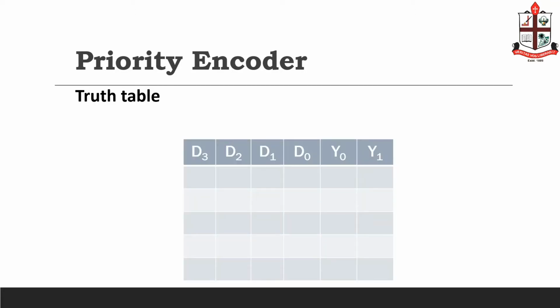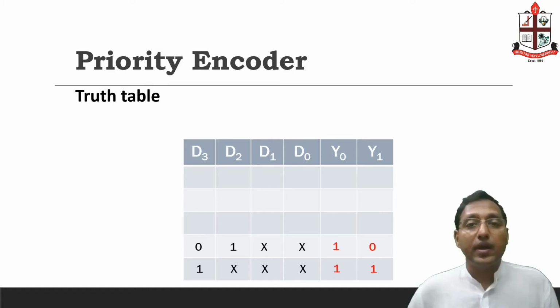If you take the truth table, for this entry, D3 is 1. So irrespective of the values of the other 3 inputs, the output is going to be 1 and 1 for Y1 and Y0. And D2 has the second highest priority. When D2 is 1, irrespective of the values of D1 and D0, Y1 becomes 0 and Y0 becomes 1. And when D1 is 1, the output is 0 and 1, irrespective of the value of D0. And finally, when D0 is 1, the output becomes 0 and 0.